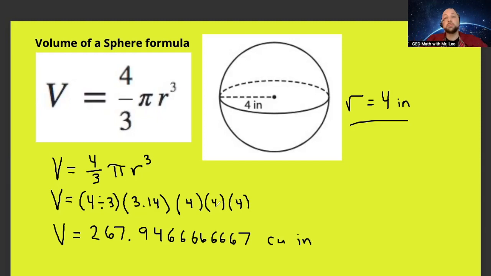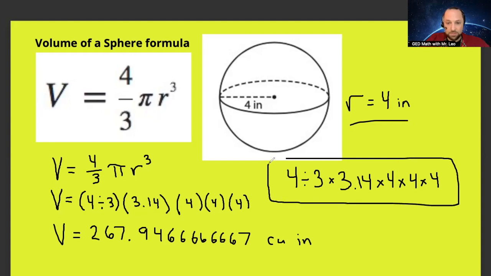Okay. Now, to be clear, when I typed this into my calculator, I did not use the parentheses. I just typed in 4 divided by 3 times 3.14 times 4 times 4 times 4. In the future, we're not going to write this step out, but I think for now, it's a pretty good idea to look at this. This is what we typed in. It looks crazy, but if you just type it in step by step, it's going to be fine. And it gives us this crazy answer.